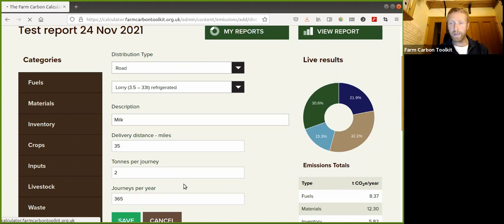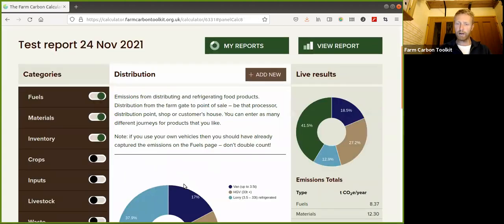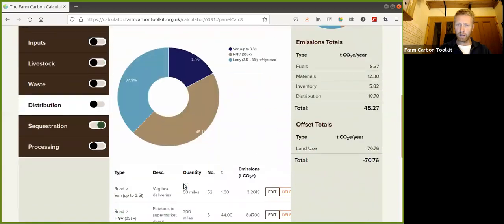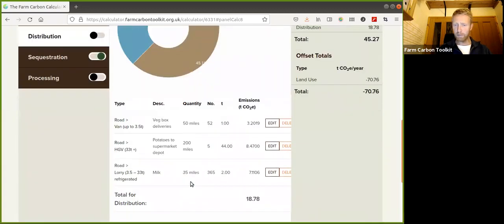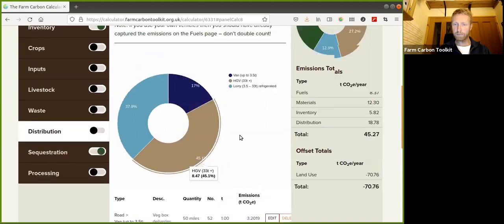So we're going to save that, and that will work out the emissions of that haulage between the farm and the dairy, at which point it's no longer your responsibility. So the total for the year is about 7.1 tons of CO2e. And as usual, you can click on the donut chart and understand the biggest impacts there in your delivery.